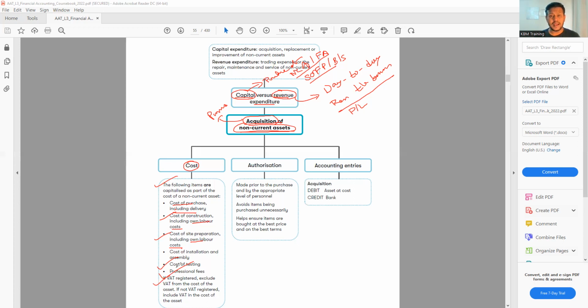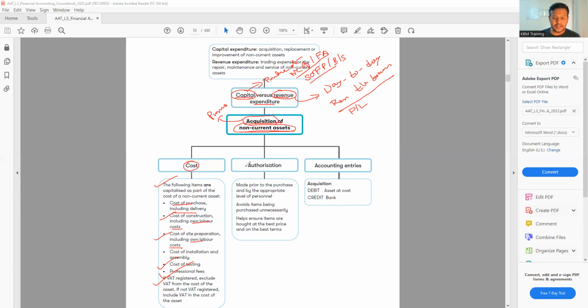So it is very important to know. If I'm VAT registered, VAT is not a cost for me. But if I'm not registered for VAT purposes, then I have to consider the VAT as part of the cost, because I'll not be able to claim it back. So if I'm not VAT registered, VAT is also my cost.